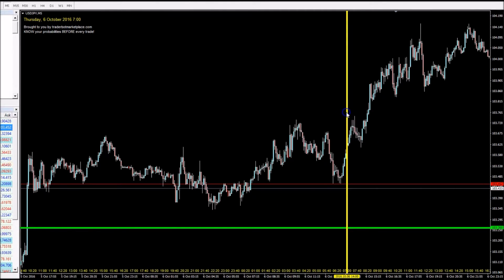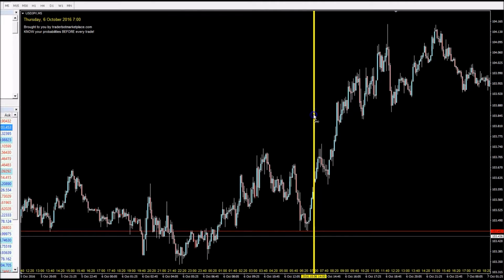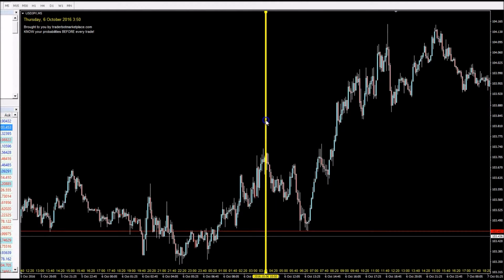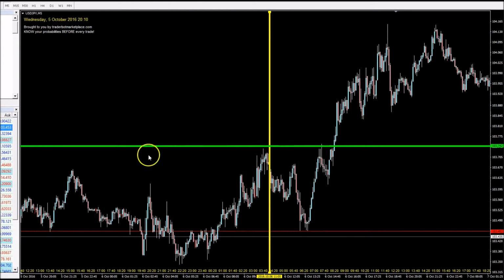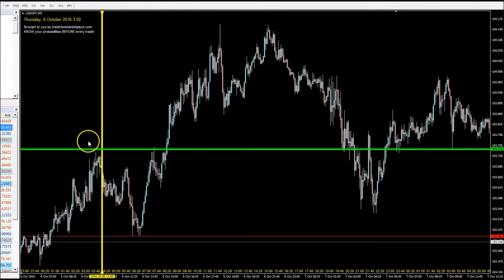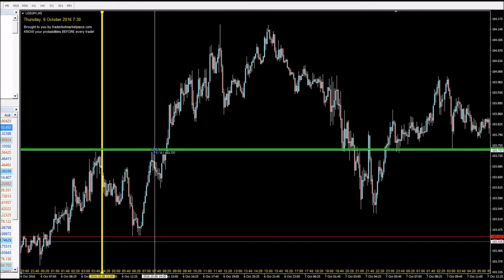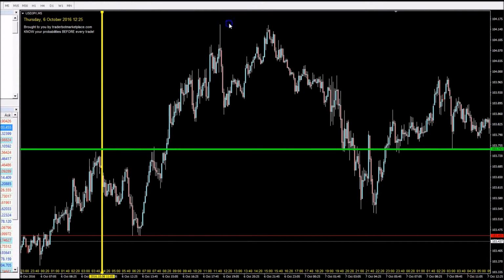There we go. On October the 6th at 4 o'clock in the morning. And we wanted to buy it at 103.73. 103.73 should be right around there. Close enough. 103.74. And price came up here to touch it right here. Made a little pullback and then continued on in our direction for, you know, 50 pips, whatever.